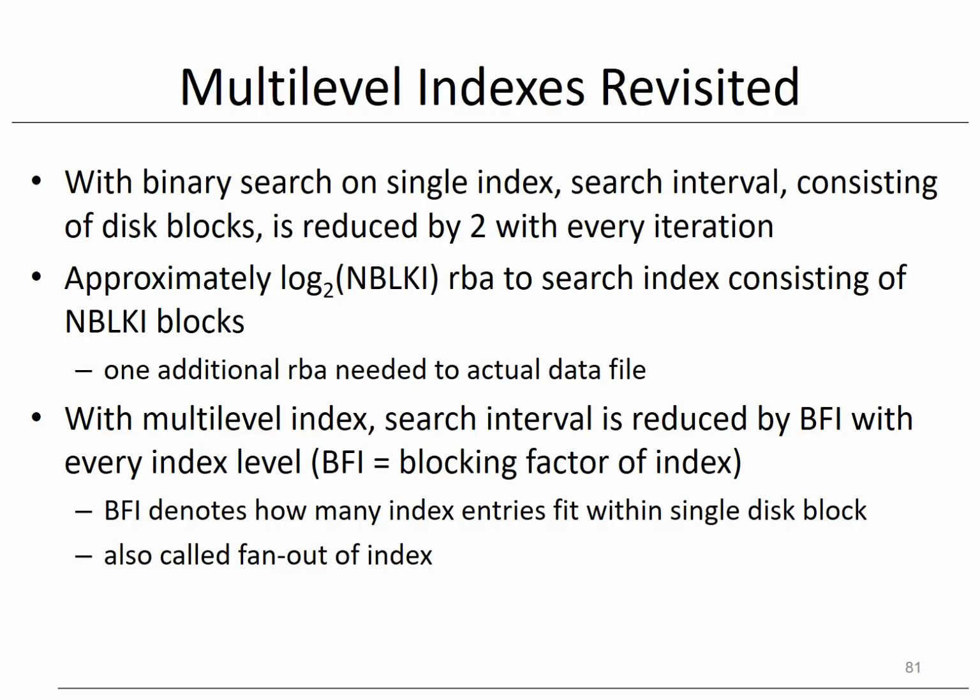With a multi-level index, the search interval is reduced by a factor BFI with every index level, BFI being the blocking factor of the index. BFI denotes how many index entries fit within a single disk block, resulting in a single entry for the higher level index. This reduction factor is also called the fan-out of the index.